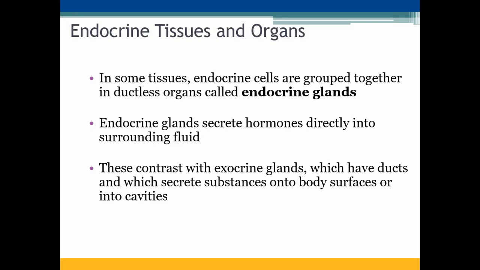In contrast to that, the exocrine glands have ducts, like the pancreas. The pancreas has a pancreatic duct which pours its secretions, mostly the exocrine part, the enzymes and the bicarbonate, into the second part of the duodenum through the pancreatic duct, which combines with the bile duct to form the common bile duct, which opens into the second part of the duodenum.